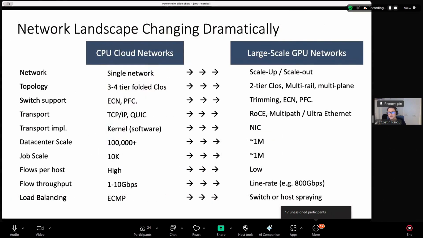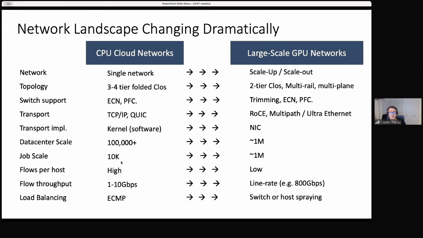So this is just my summary slide that things are changing dramatically in the networking landscape because of AI/ML. And I guess, this being Linux, you guys understand this part, TCP/IP and software-based transports. The scales of modern cloud networks were also very, very large, hundreds of K, maybe millions, but any single job maybe did not exceed more than 10K, and you have quite a few flows per host, right? So you have a lot of stat maxing and also a lot of parallelism such that the kernel could do the job of the transport.